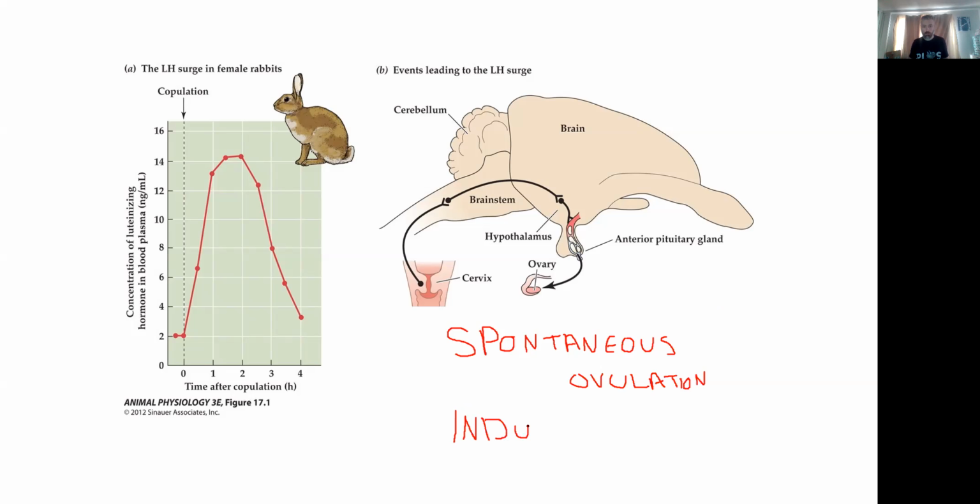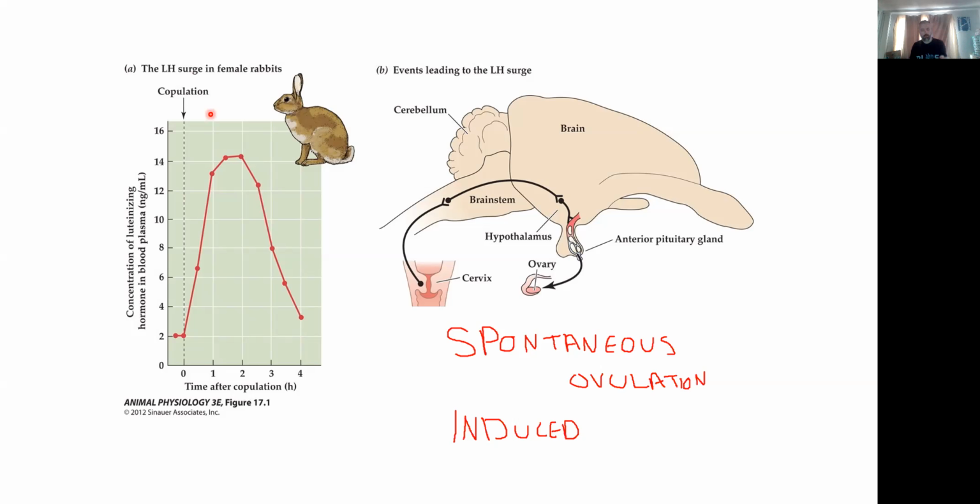ovulation. That's a C, believe it or not. Induced ovulation. And with induced ovulation, there is some external cue that triggers ovulation. So here in our rabbit, for example, that cue is actually copulation, right? So a rabbit doesn't ovulate until the act of copulation.